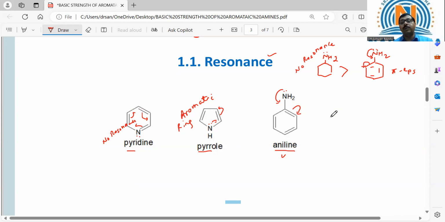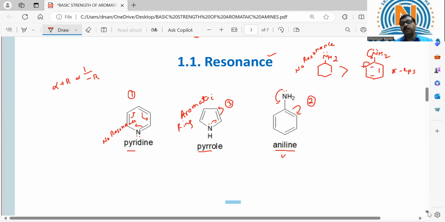So again, if you want to compare these compounds in decreasing order of their basic strength, pyridine is the most basic. After that, we have aniline, and then we have pyrrole. Like the inductive effect, the basic strength is directly proportional to the plus R effect and inversely proportional to the minus R effect. This is the resonance factor.